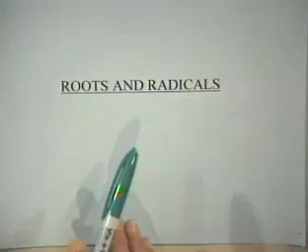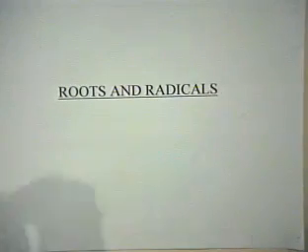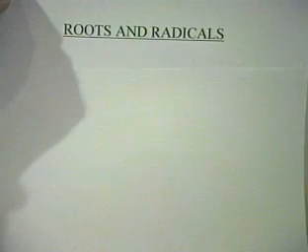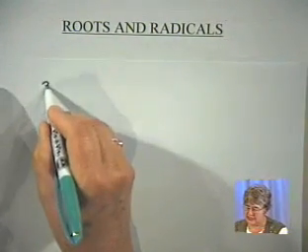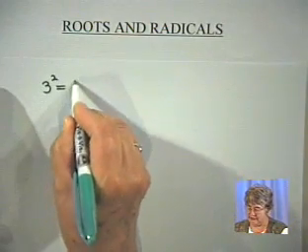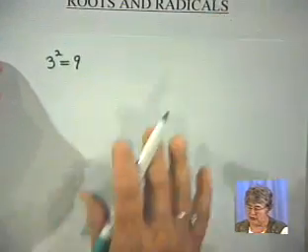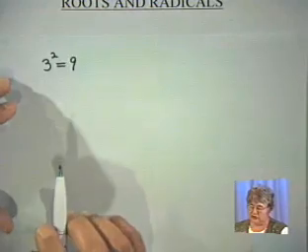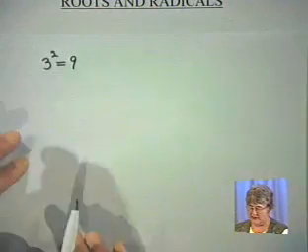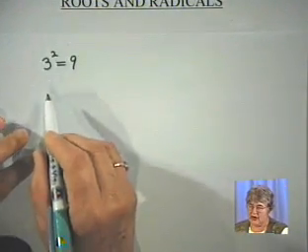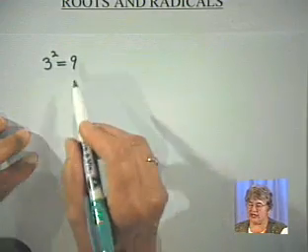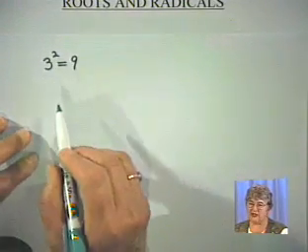In this segment, we're going to be covering roots and radicals. We've already worked with exponents, and we of course know that if we take 3 and square the 3, we get a 9. Now, what we would like to do is a sort of reverse process of that and ask, what is the number whose square is 9? That's called a radical.